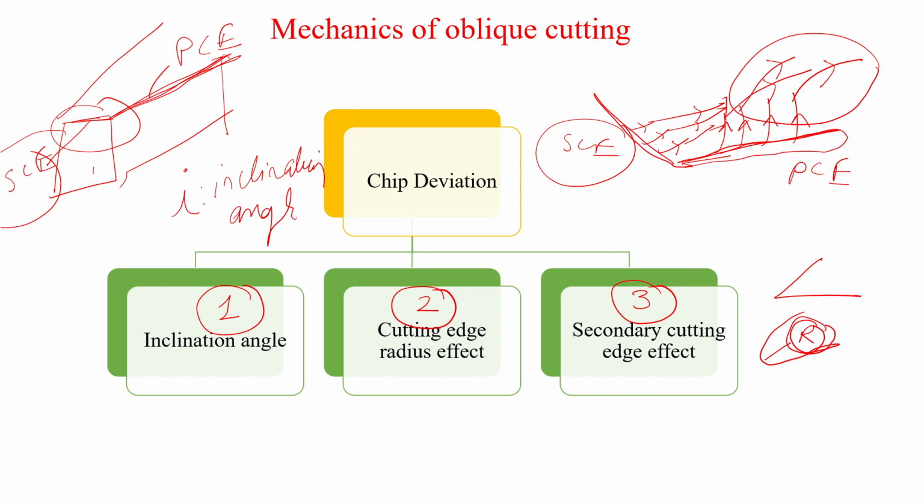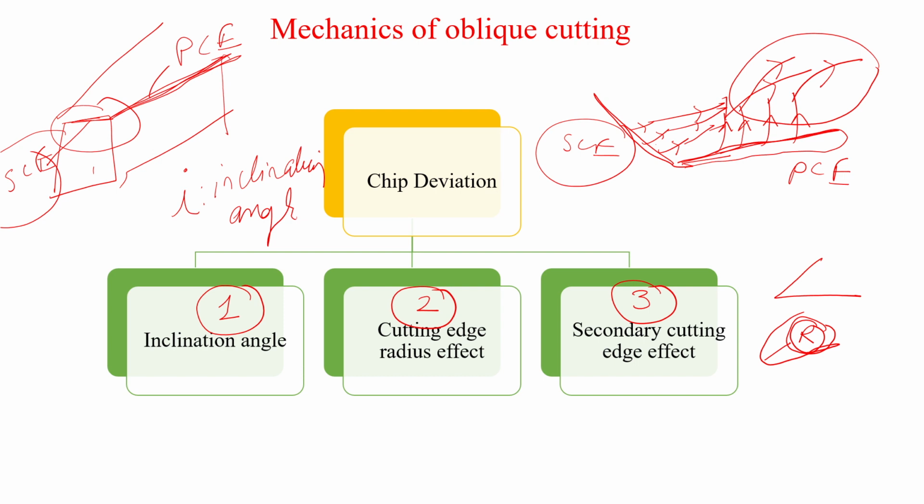Okay, so because of these three reasons, there is majorly chip deviation. One is the inclination angle, one is the cutting edge radius effect, and one is the secondary cutting edge effect. Fine. Now, if chip deviation occurs, then the angles will also change, because now the chip is coming to a new plane. We have calculated the rake angle, side cutting edge angle, and clearance angle on a particular normal plane, on a particular orthogonal plane. But now we need to calculate these angles on the new plane.